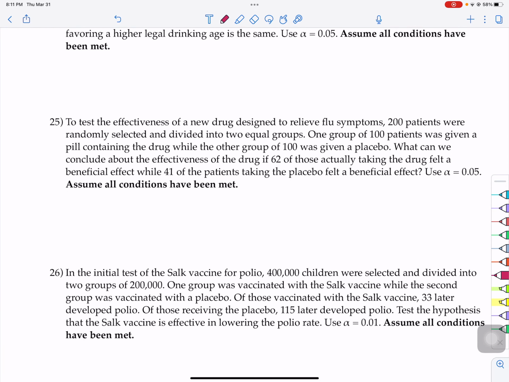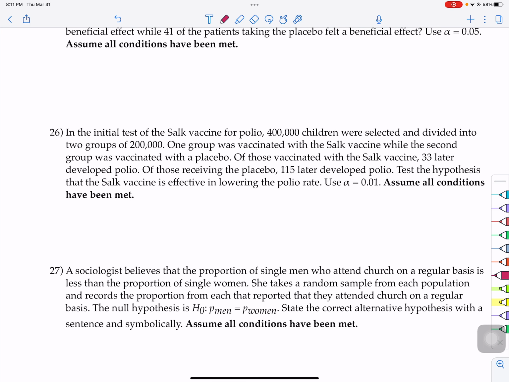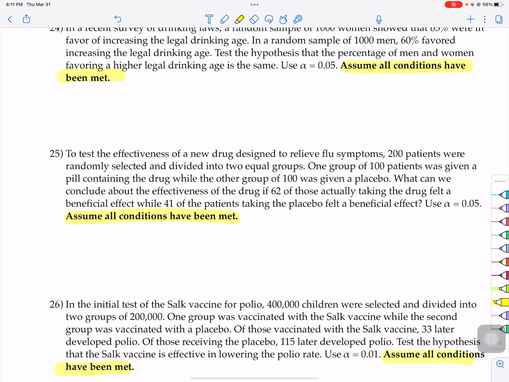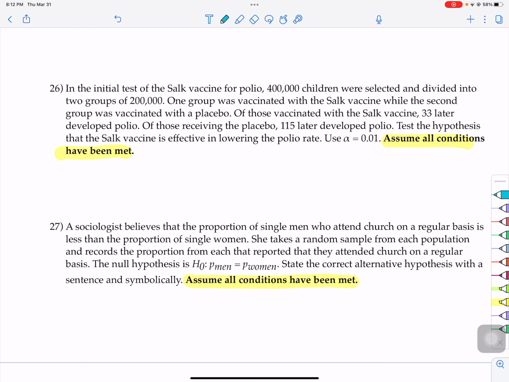24, 25, 26, and 27 are all tests where you will assume the conditions have been met. What's the good news about that? You're just going to go ahead and state your hypotheses. Then you'll go ahead and give your p-value and then a good conclusion. And that conclusion should state what your decision was because of that p-value that you found, okay? And that'll be for those through 27, okay?